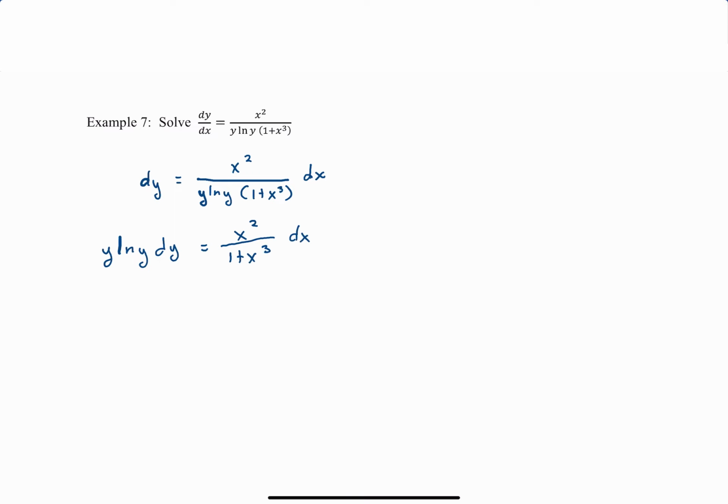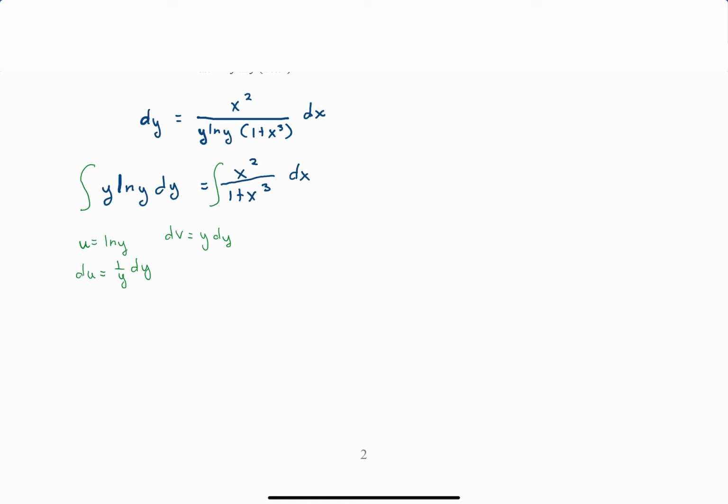I'm going to integrate both sides now. And the integrations are a little more complicated this time. Let's see, on the left-hand side, that does not look like a good candidate for substitution, so I'm going to use integration by parts. My u will be the ln of y, so du will be 1 over y dy. My dv will be y dy, so v will be 1/2 y squared.